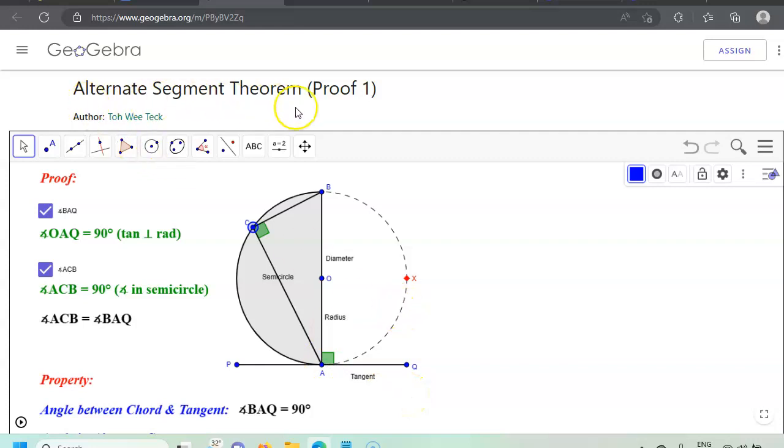Hence, we have just proven the alternate segment theorem, which states that the angle formed between the chord AB and the tangent line PQ is equal to the angle at the alternate segment. Alright, so thank you so much for watching until the end. And then please stay tuned because we're going to have another video for the second case.